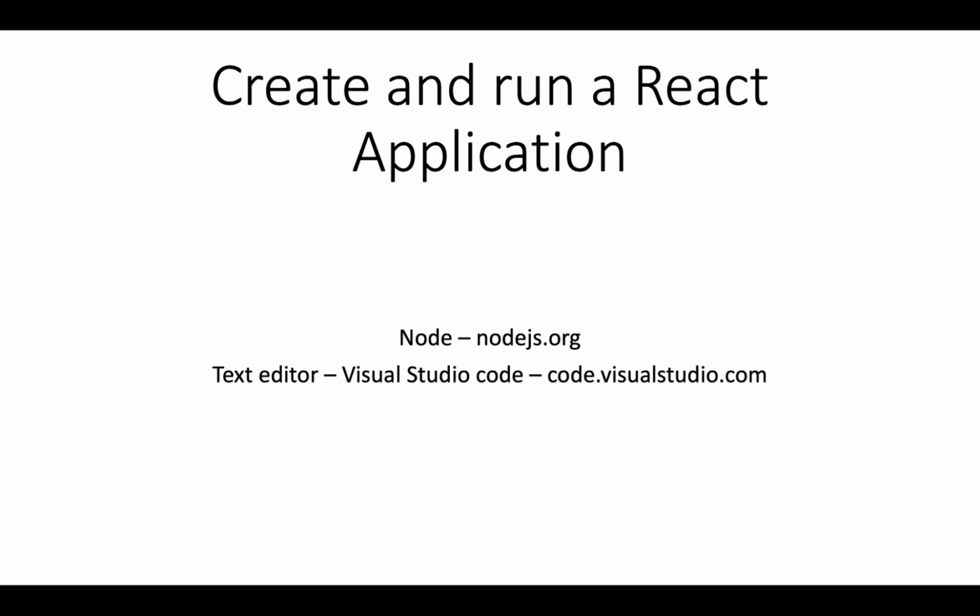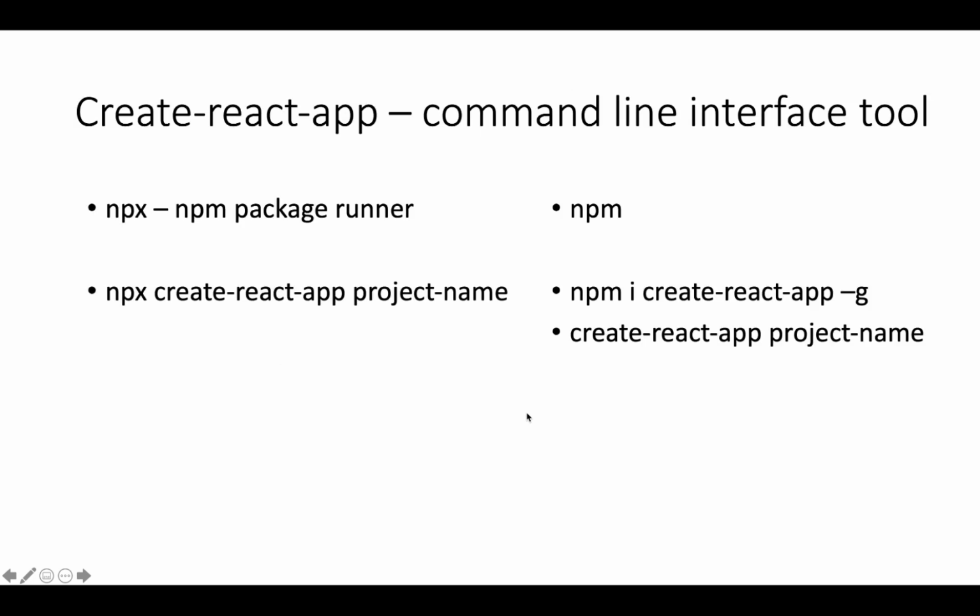Before we get started, there are two things that we will need as of now. The first is we need Node on our system. You can install Node from nodejs.org, and the second thing you'll need is a text editor of your choice. The one that I prefer is Visual Studio Code. You can also install Visual Studio Code from code.visualstudio.com. Once you have these two ready, we can get started with creating our React application.